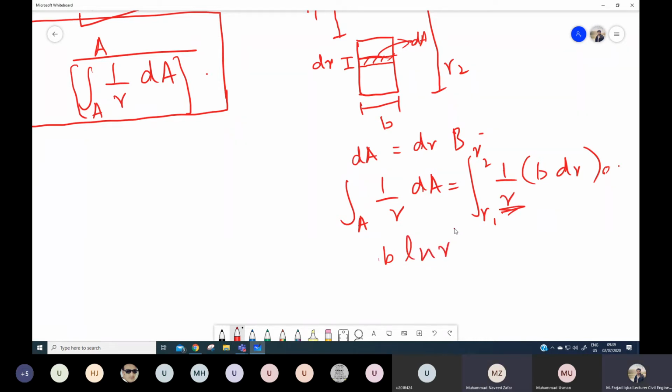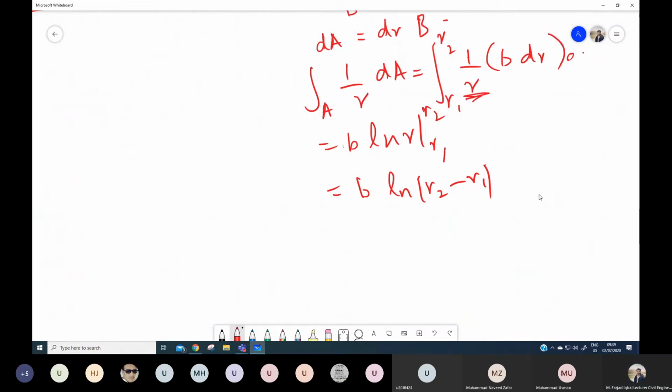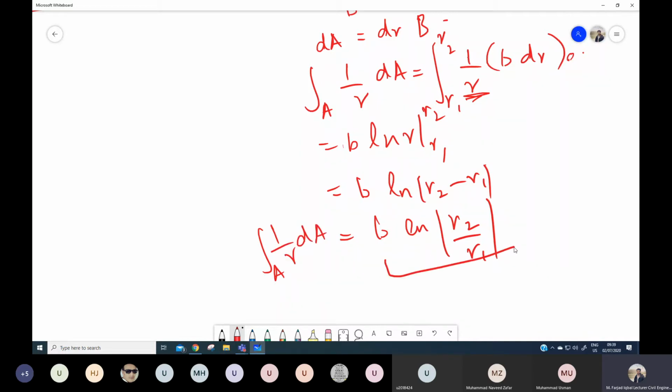Log natural r, from r1 to r2. If I simplify this further, I will get log natural r2 minus r1. So I can represent this integral as log natural r2 over r1. If you have a rectangular cross section, then this integral, which is the denominator in that term of capital R, is represented by this factor.